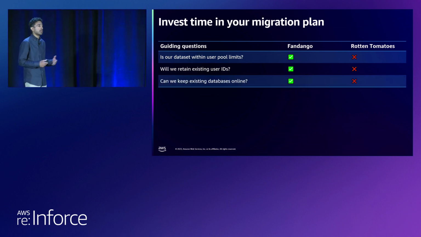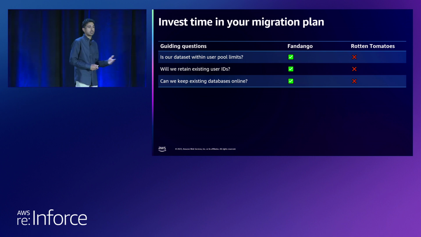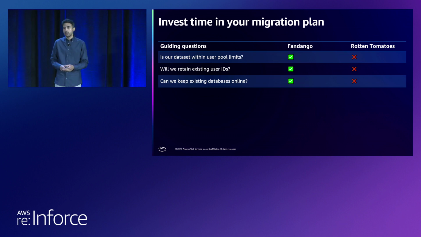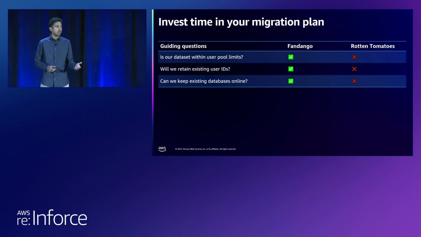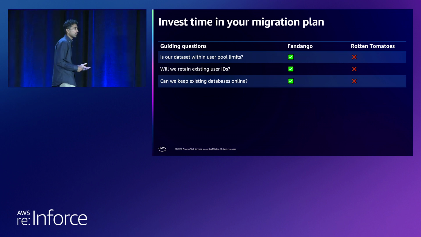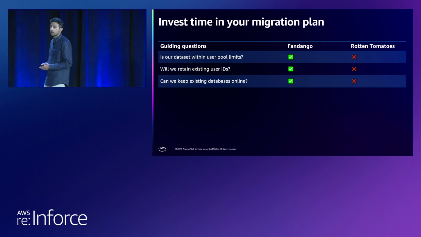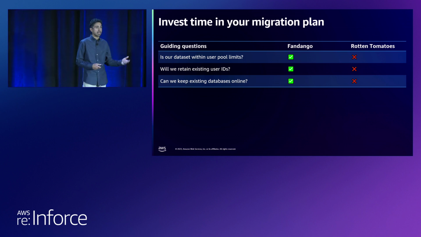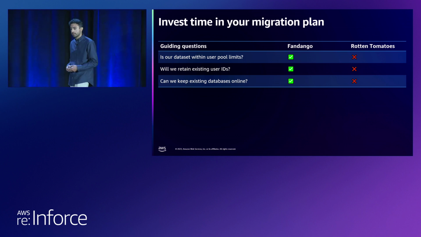The third question, can you keep your existing database and related authentication services online for the duration of migration? As Mahmoud showed, with just-in-time migration, the user migration Lambda function requires access to your existing user accounts. And if you're planning to adopt Cognito for cost benefits, then having to maintain your existing infrastructure alongside Amazon Cognito may not be ideal. For Fandango, our account APIs were part of our core services platform, so it was not a concern to keep maintaining those APIs for the duration of migration. While for Rotten Tomatoes, it was critical that we retire our legacy database as part of the switch to Cognito.